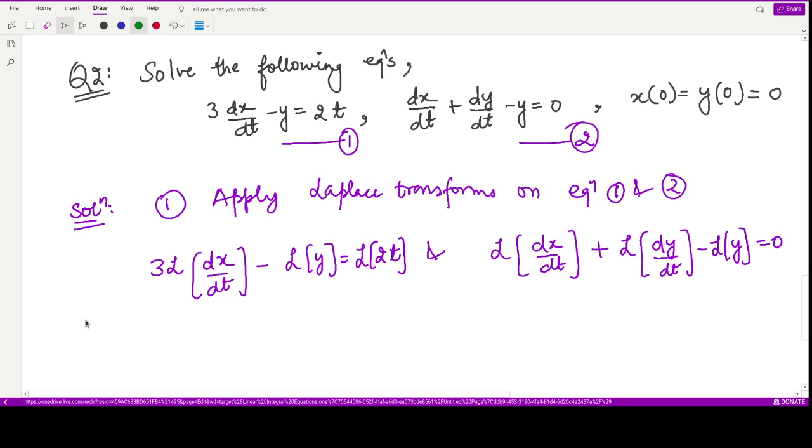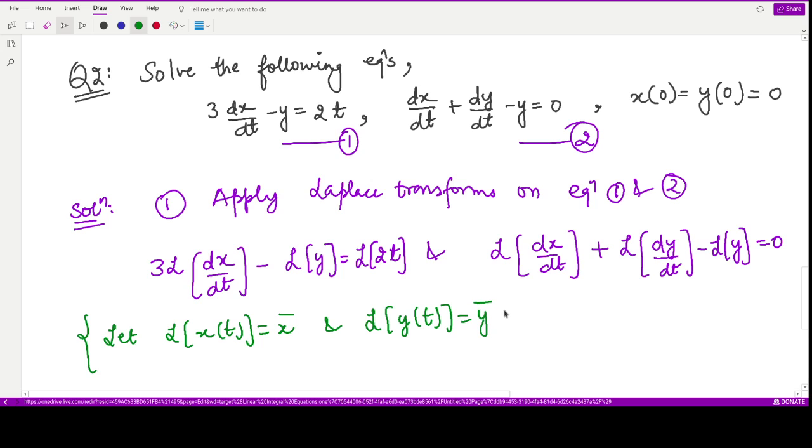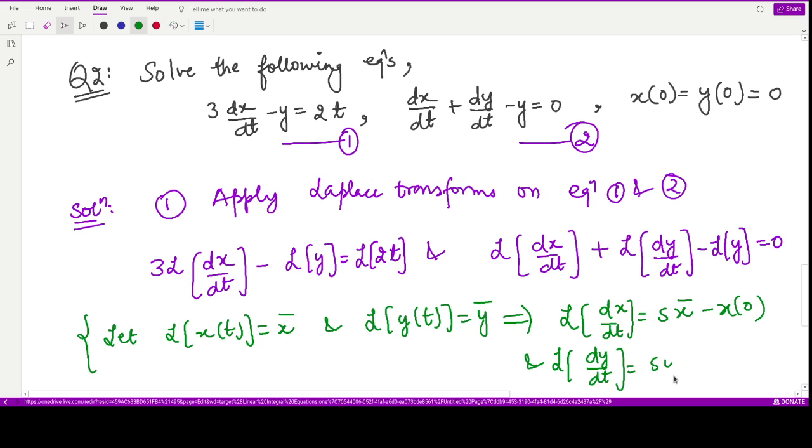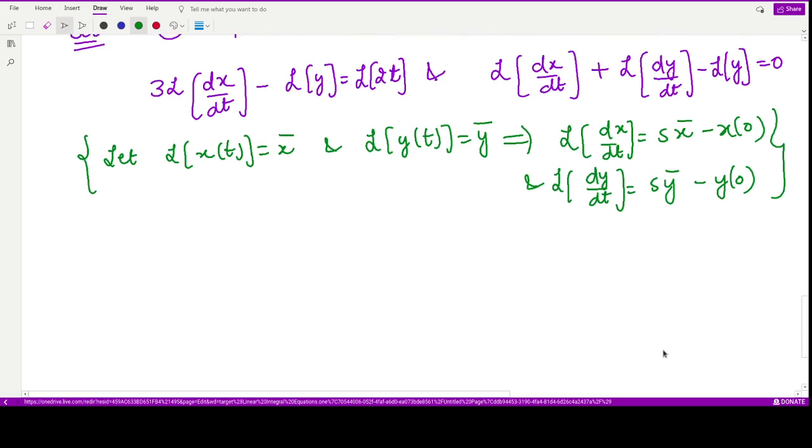Now, if you assume, let the Laplace transform of x of t be equal to x bar, and the Laplace transform of y of t be equal to y bar. So this implies the Laplace transform of dx upon dt is equal to s times x bar minus x of 0, and the Laplace transform of dy by dt is equal to s times y bar minus y of 0. So these are the formulas that we shall use here.